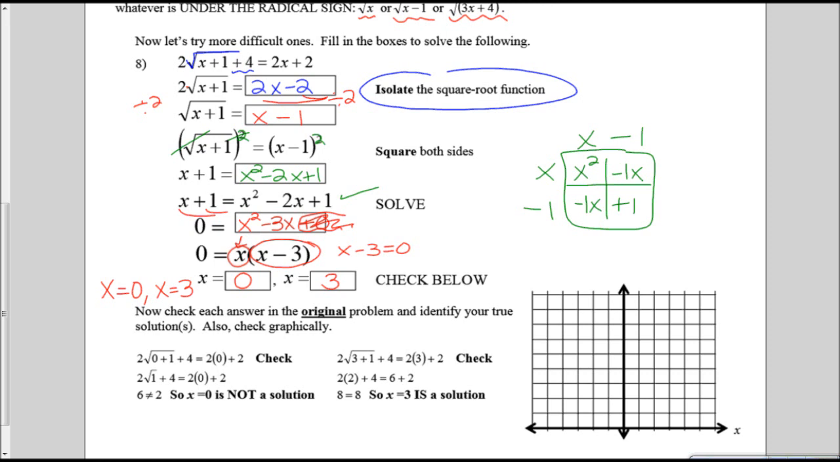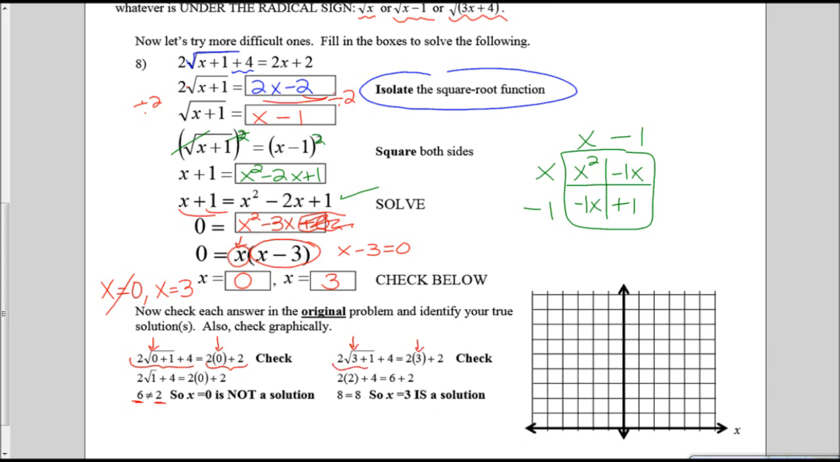I need to check and see if they're going to work. I can do that by plugging into the original problem and checking algebraically. So in this step, I plugged in 0 for x on both the left and the right, so for every x in the problem. If I simplify the left side of this equation, it evaluates to 6. If I simplify the right side of this equation, it evaluates to 2. So since 6 doesn't equal 2, x equals 0 is not a solution. I need to cross that one off. It's extraneous.